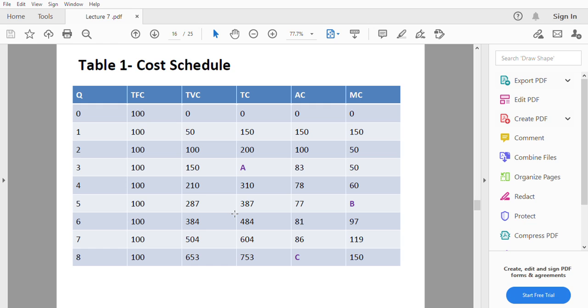Alright, so let's look at this cost schedule and see how the calculation is done. You have intentionally reserved some for your trial A, B, and C. Let's take an example on how to calculate total cost, another example on how to calculate average cost, and another example on how to calculate marginal cost. And I think the understanding will be very clear.